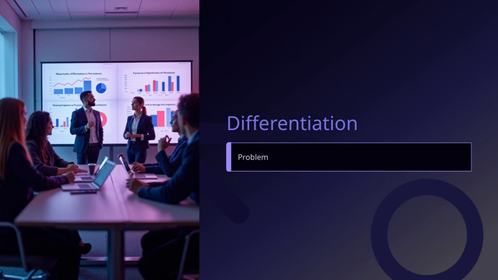Moving on, differentiation is key. We need to clearly identify what sets us apart from existing solutions, what makes our approach unique and more effective. Highlighting these points ensures that our audience sees the value and innovation we bring to the table. When we connect these ideas to the overall theme, it becomes clear how understanding the problem and our unique approach fit into the bigger picture of our project or mission.